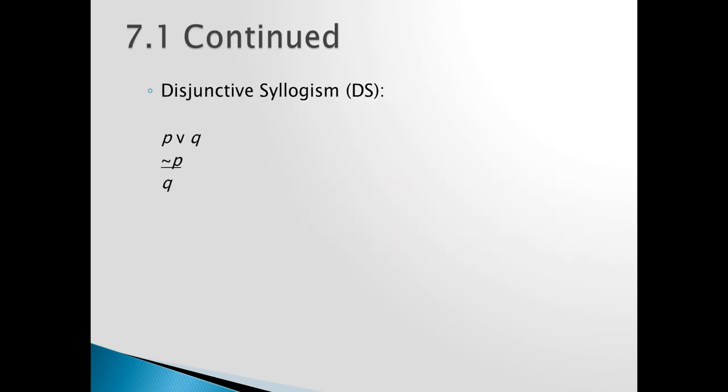Right. Then the last rule we get in 7.1 is disjunctive syllogism. That says if I have a disjunction and I know that one of the parts of that disjunction is false, well then the other part must be true, because a disjunction says at least one of the parts is true. So if one part's false, that forces the other part to be true. So if I had P or Q and I knew that P was false, well then I could add as a line or assume as true, Q must be true.